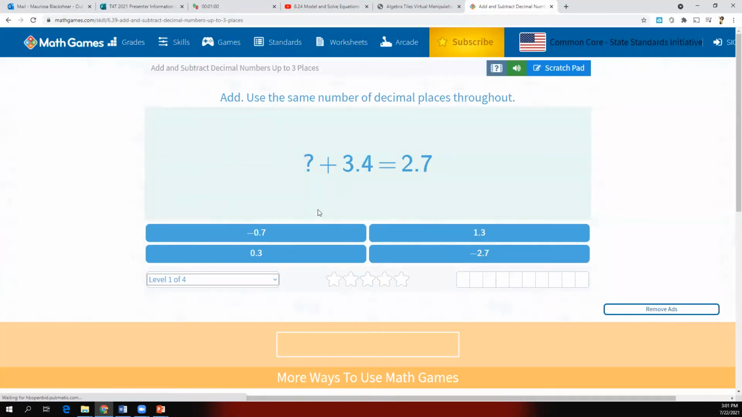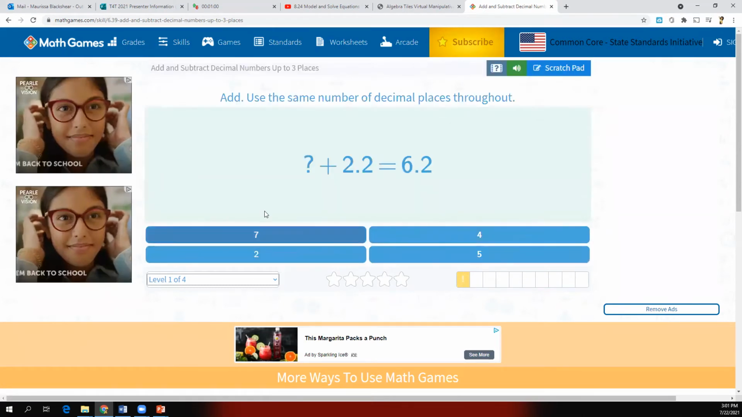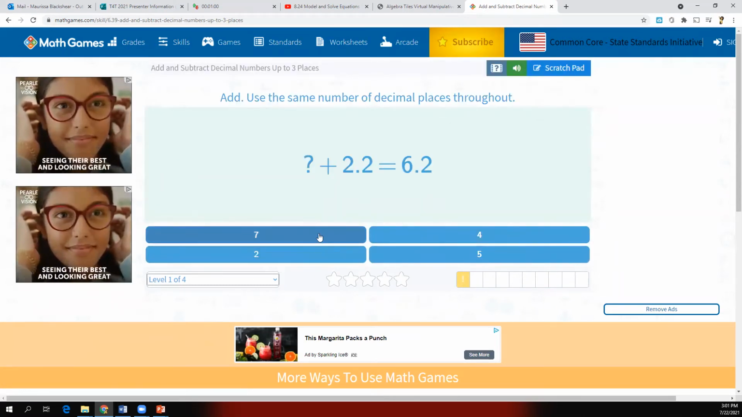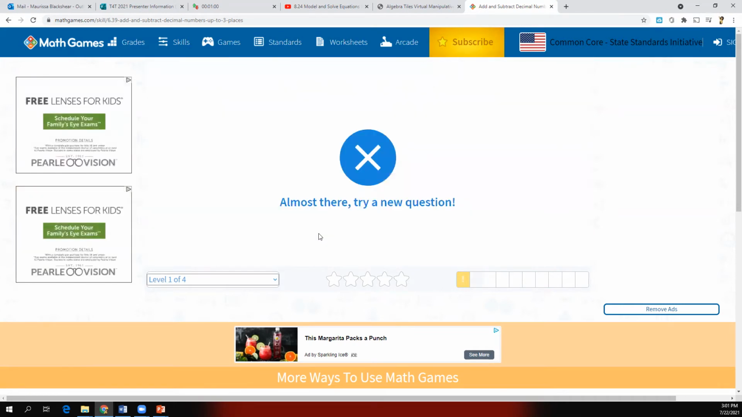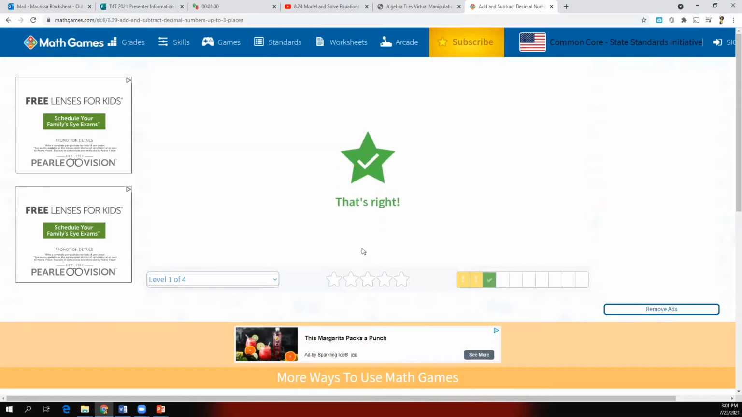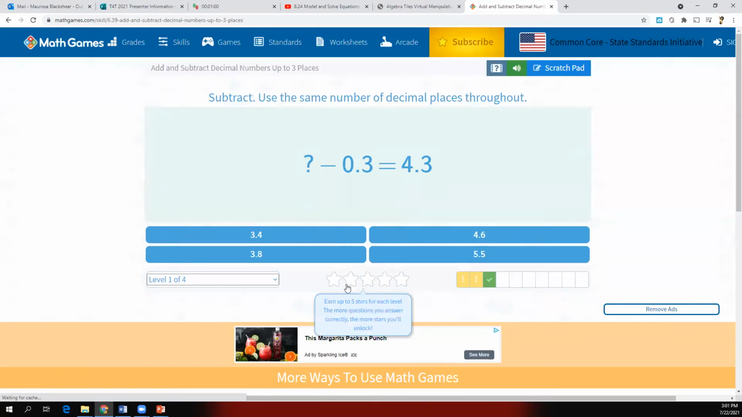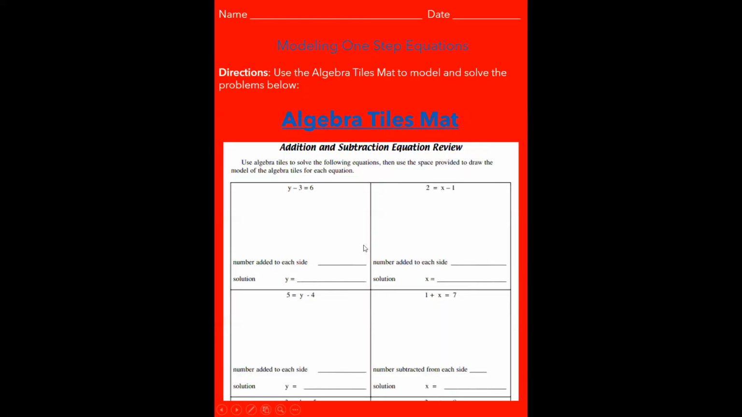So the students would review decimals. It gives them different problems to work with. If they get it wrong, then it just gives them another problem. I'm just not doing it right. All right. Ultimately, you want to earn 5 stars. And then the preview would be the same thing with algebraic expression problems.